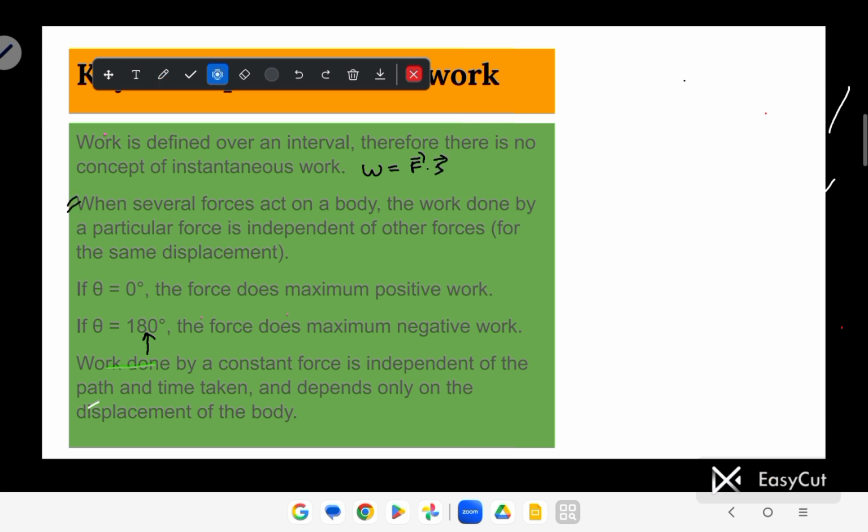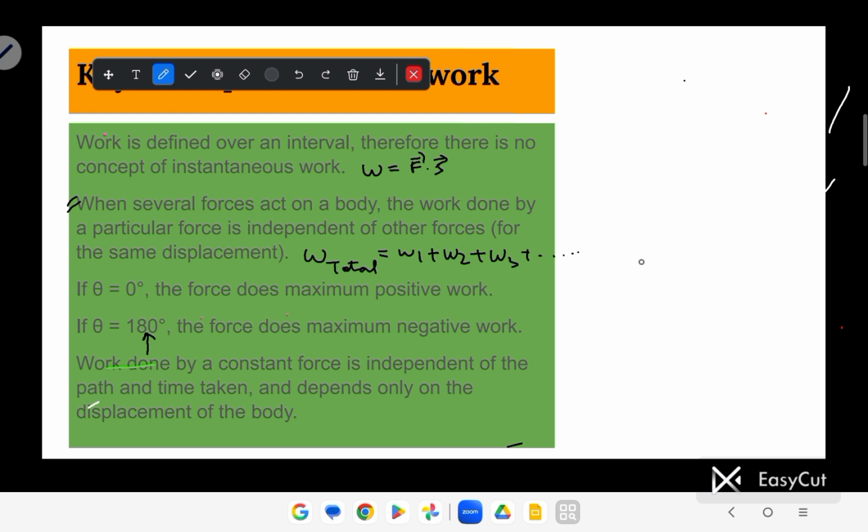Second point: when several forces act on a body, the work done by a particular force is independent of the other forces for the same displacement. When many forces act on an object, the work done by one force depends only on that force and the displacement, not the other forces. Suppose we have the total work done, it should be the sum of all the work done.